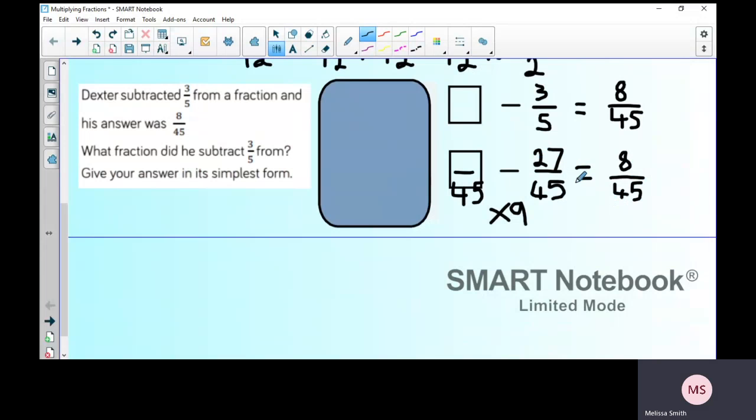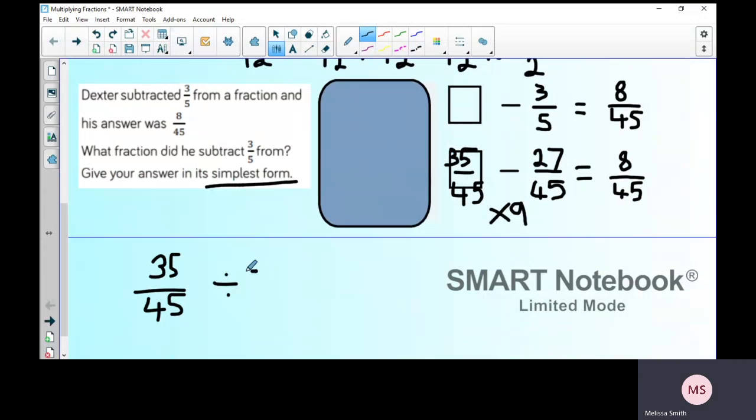27 add 8, which gets me to 35. 35/45 subtract 27/45 equals 8/45. But my question says in its simplest form, I have 35/45. What's a common factor we could use?